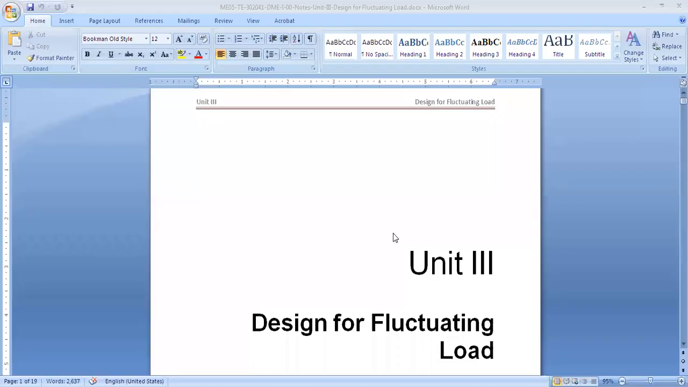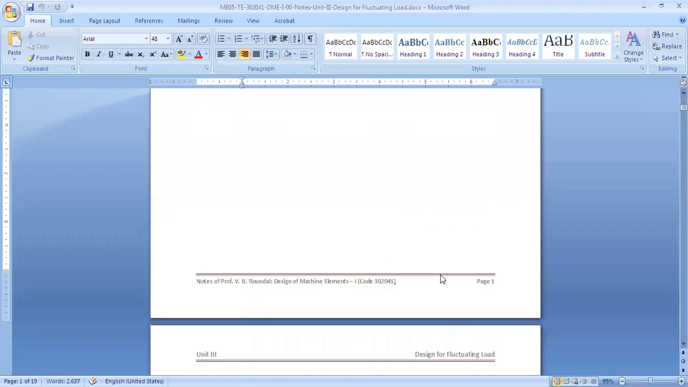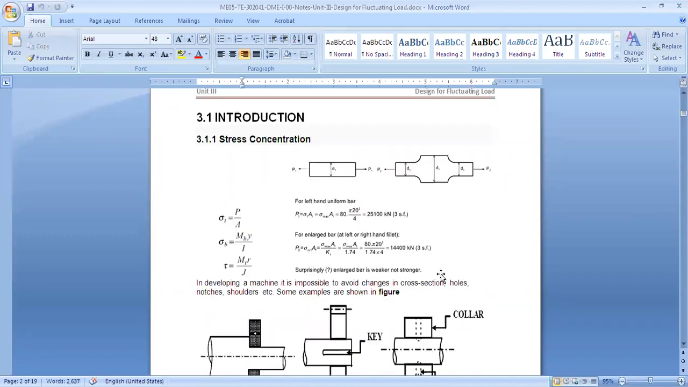This is what we were doing last time. We have gone through unit number 3, design for fluctuating load. Whatever design we did till last lecture was design for static load. But if the load is fluctuating, like cyclic load or fatigue load, then how to design for that we have seen in the last lecture.